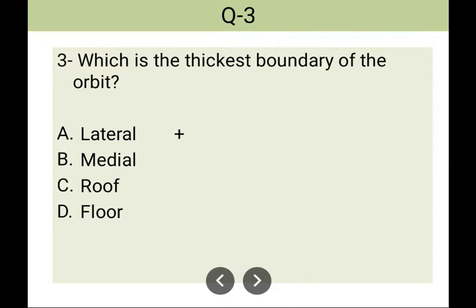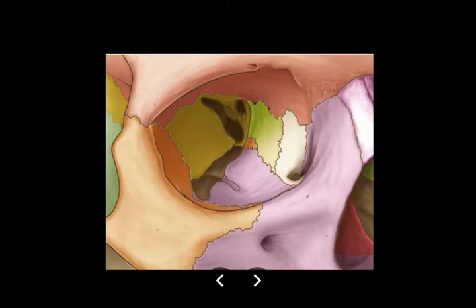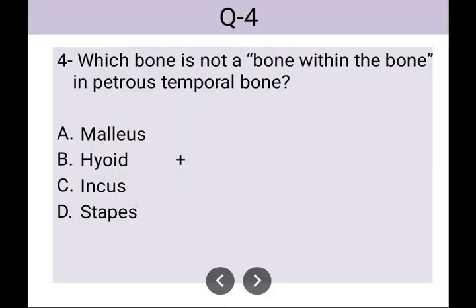Which is the thickest boundary of the orbit? That is the lateral boundary. Let's have a look here: we can see the lateral boundary is the thickest, because the superior, medial and inferior boundaries are not as thick as the lateral.